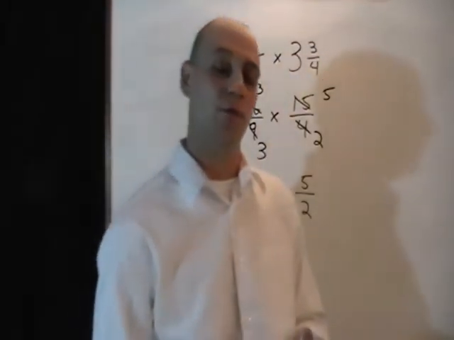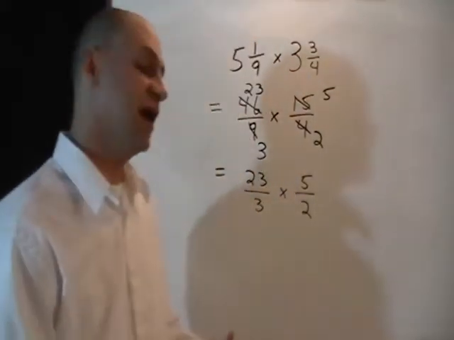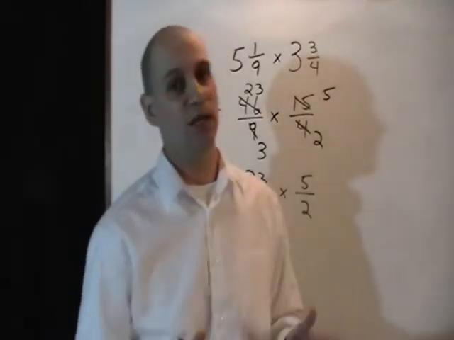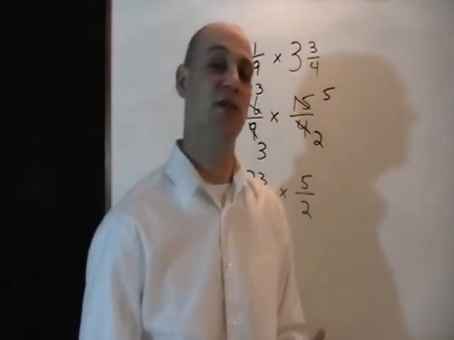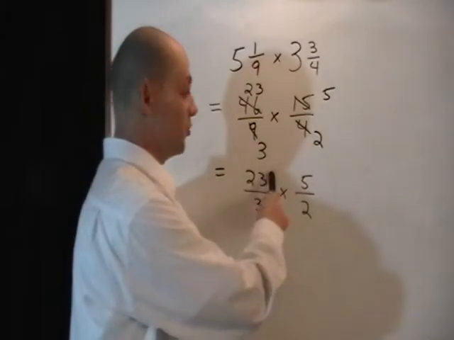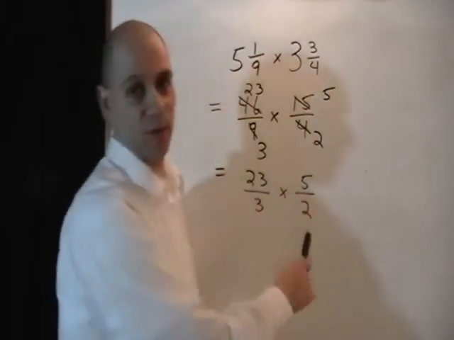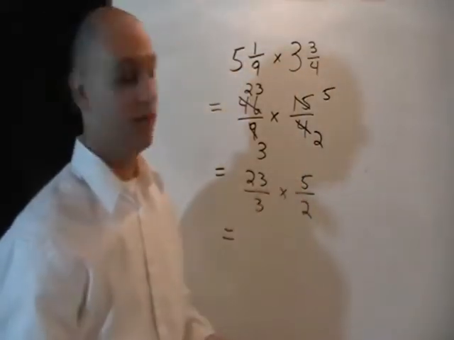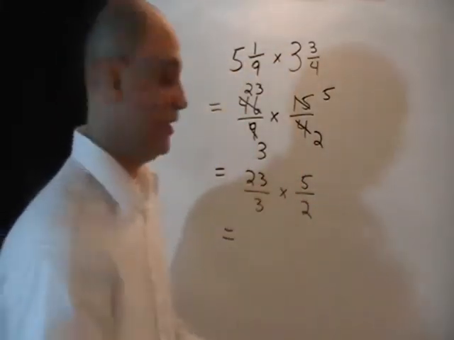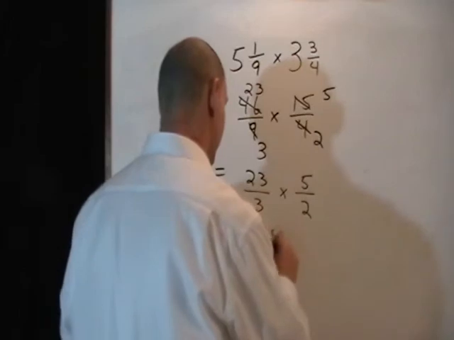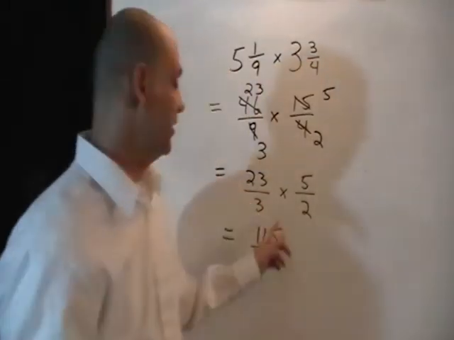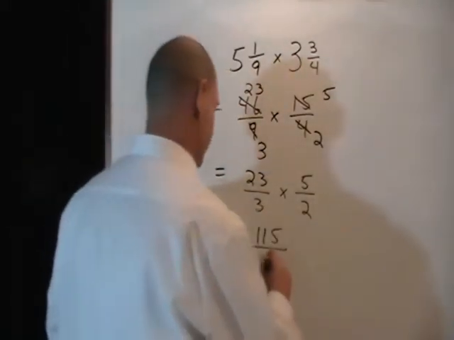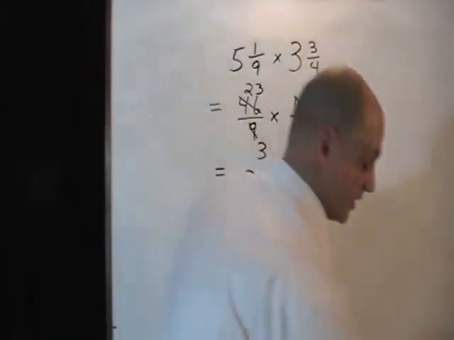At this point, when we were adding up mixed numbers, we had to have a common denominator. You don't need that to multiply mixed numbers. All you simply need to do is multiply the numerators and multiply the denominators. So let's do that. 23 times 5 is going to be 115, divided by 3 times 2, which is 6. So we get 115 over 6.